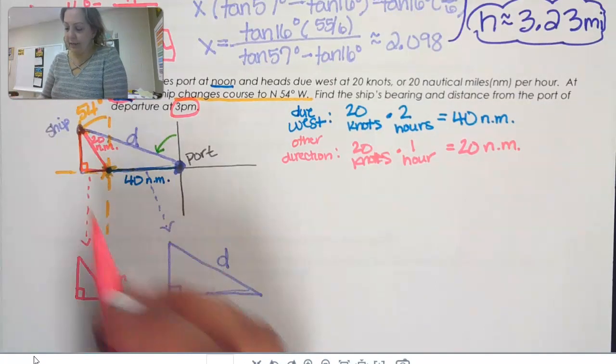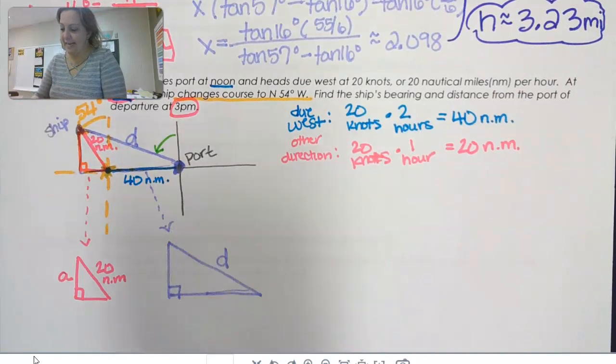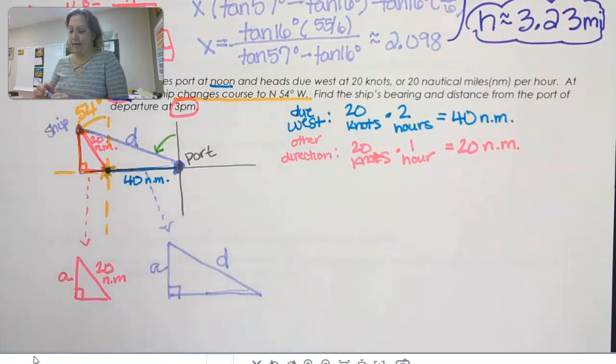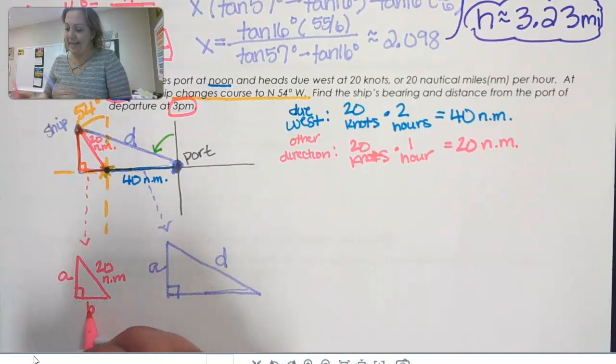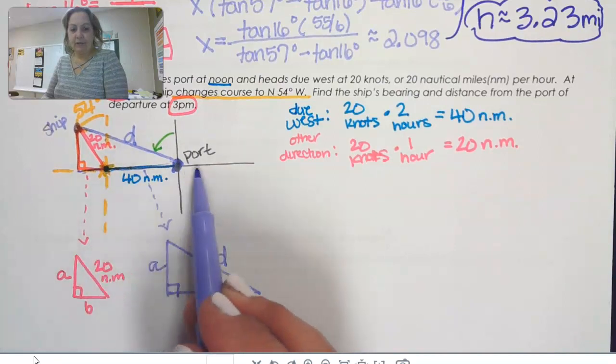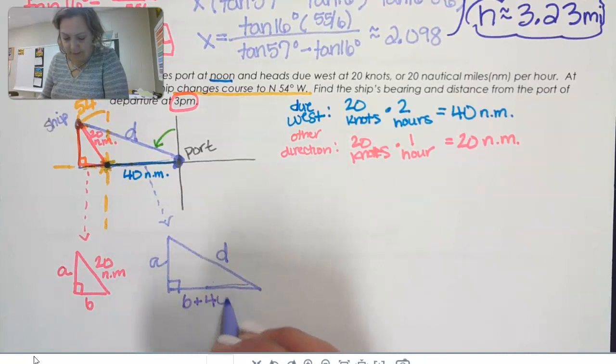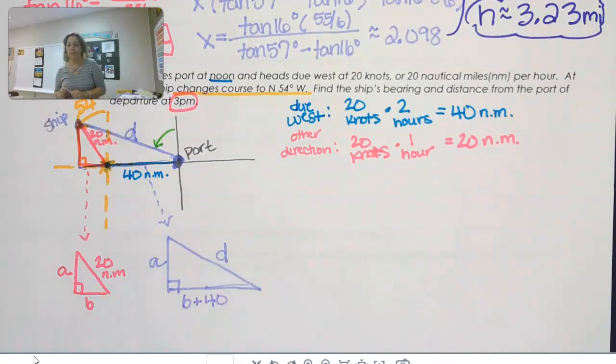These share this side A, so I'll call this side A. And then this side B is part of this triangle. I'm going to have B and an extra 40 nautical miles. So this right here will be B plus 40 nautical miles. Now, this isn't very helpful unless we know some of our angles.